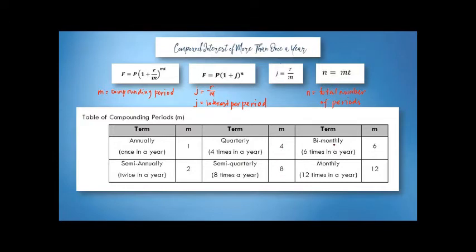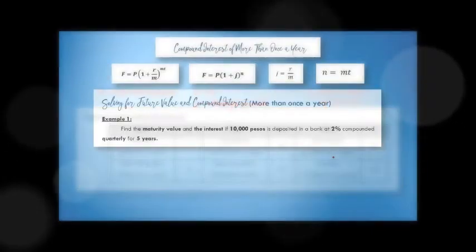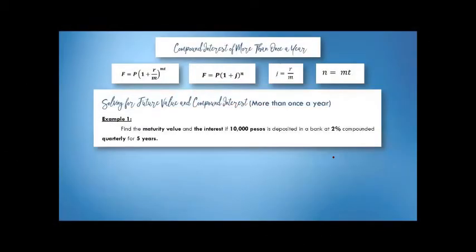Meron din tayong tinatawag na bi-monthly. Ito yung every 2 months. That is 6 times in a year. So, ang M natin dyan is 6. Then last, pwede rin siyang monthly. So that is 12 times in a year kasi we have 12 months in 1 year. So M is equals to 12. Let's have example number 1 for this topic.